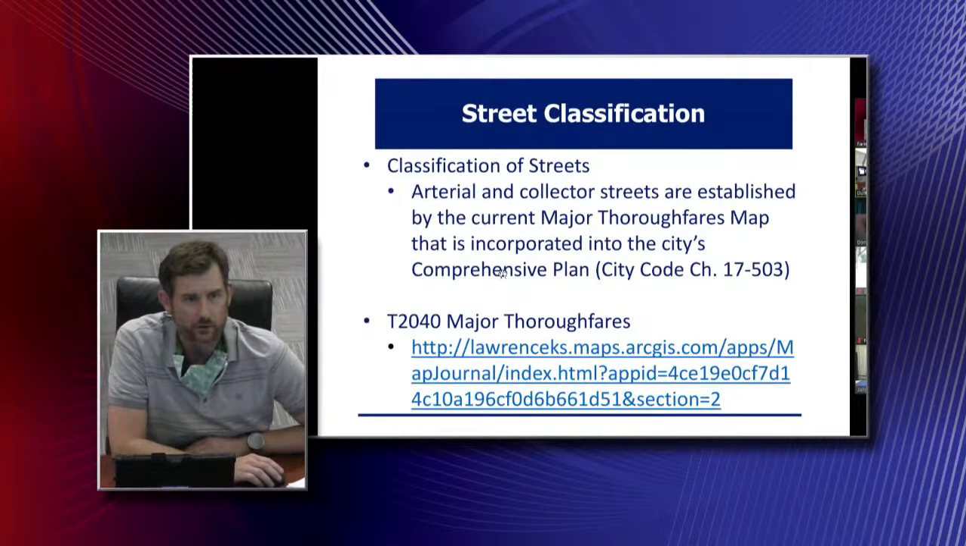A little bit about street classification, which is the beginning of design, is looking at what the classification of street is. The arterial and collector streets in Lawrence are established by our major thoroughfares map, and that's part of our transportation plan that's also in the city's comprehensive plan.